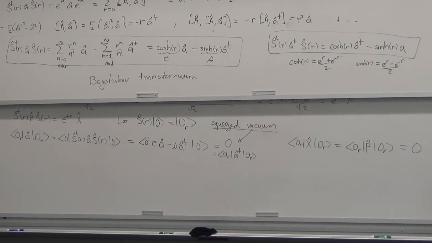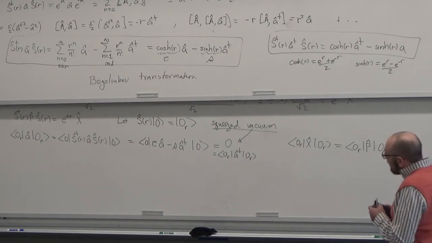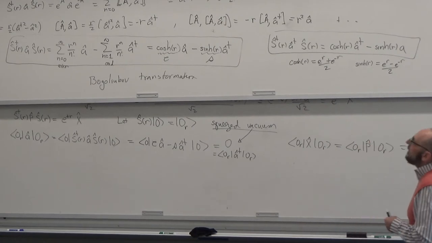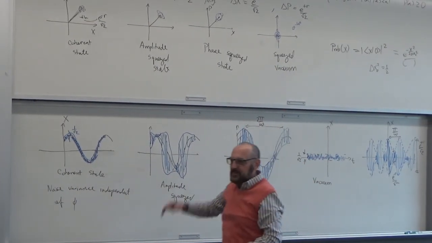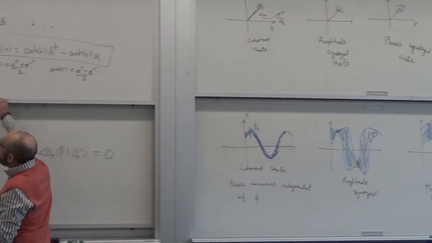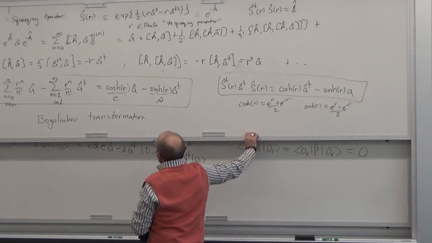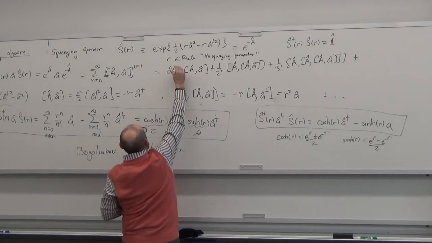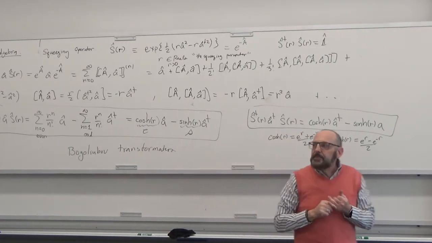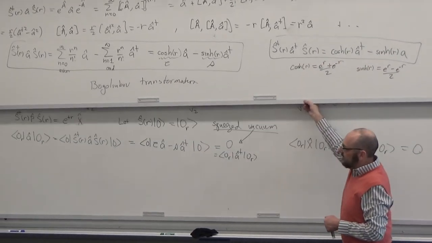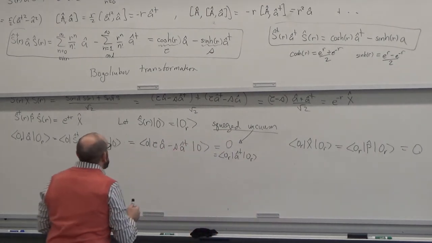Yes? Is the sign of r what determines if we're squeezing along x or p? So by definition here, the answer is yes, but typically we would take r to be positive. We're going to talk more generally about squeezing along any quadrature in a moment, whether it's amplitude, phase, or x or p or anything. In this case, we're restricting our attention to the case where r is positive. Okay. Then this is squeezed along x for exactly the reason that you said over here.